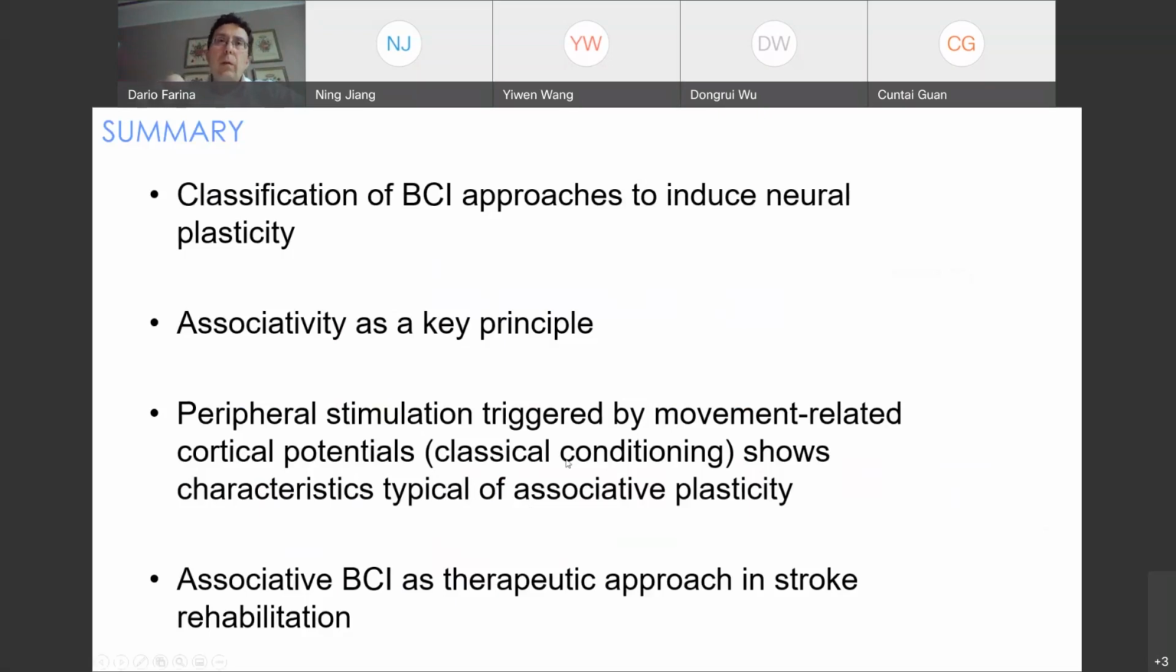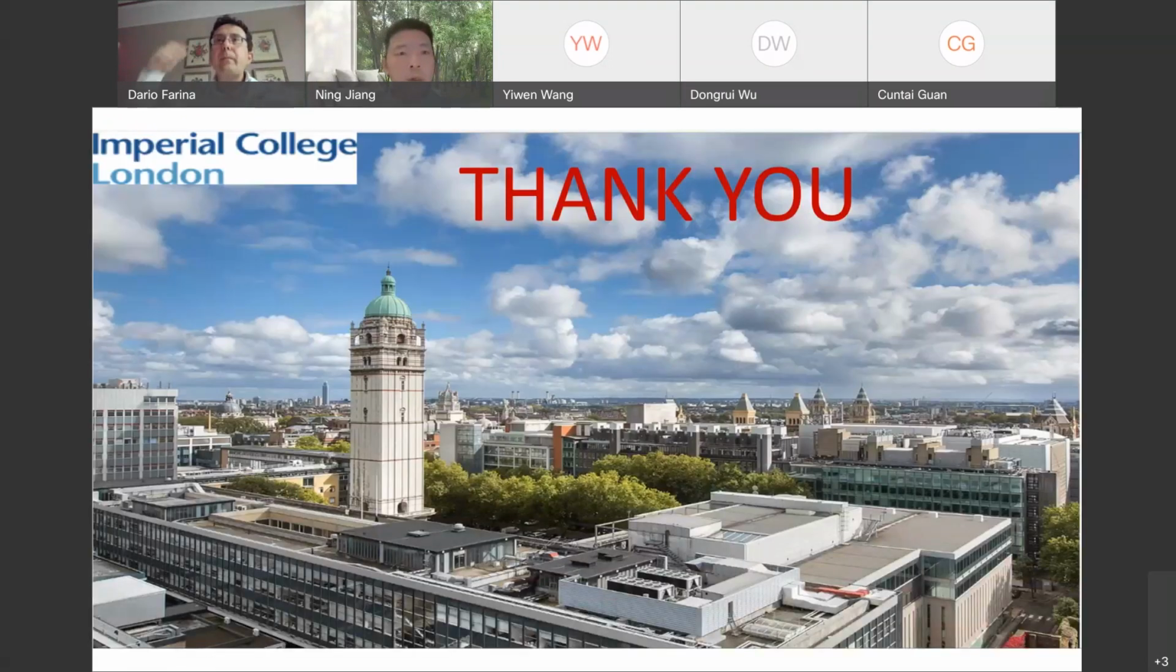And then I presented to you towards the end our efforts in translating these concepts into a therapeutic BCI approach for stroke rehabilitation. So with this, I think well on time, Ning, I would like to thank you all for the attention. Thank you very much.